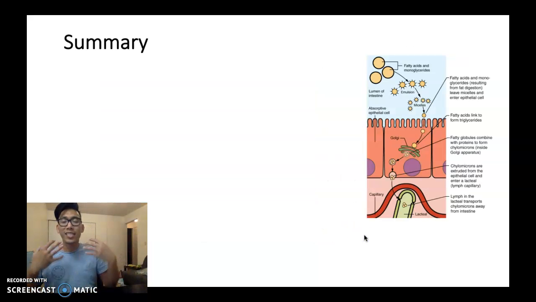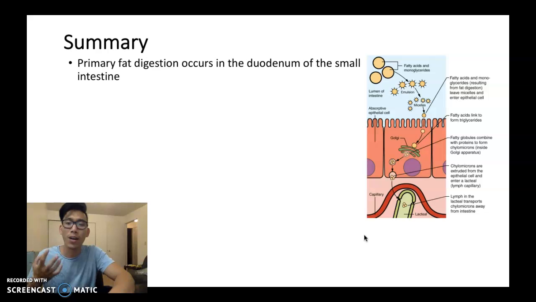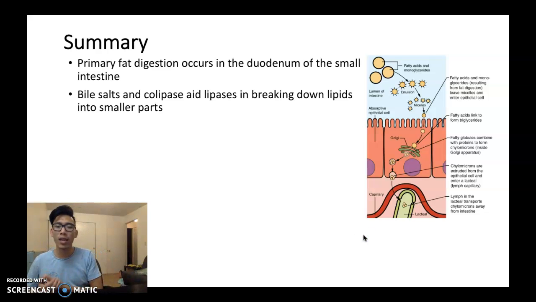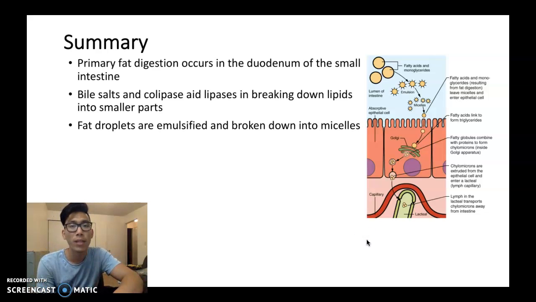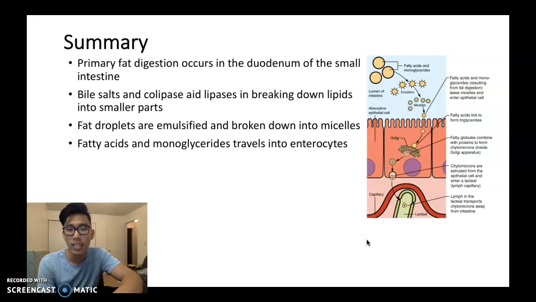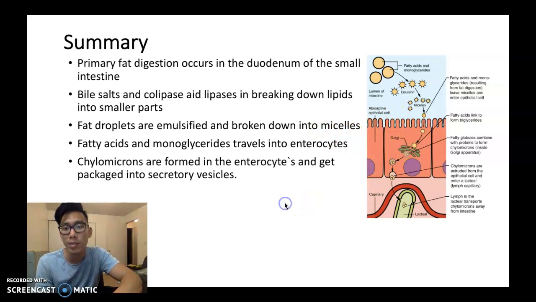And in this last slide, I wanted to give a brief summary of what I talked about regarding fat absorption. So primary fat absorption occurs in the duodenum of the small intestine. Another key takeaway is that bile salts and colipase aid lipases in breaking down lipids into their smaller parts. Fat droplets are emulsified and broken down into micelles. Then these fatty acids and monoglycerides will travel through simple diffusion. Cholesterol will travel through a transport protein into the enterocytes.